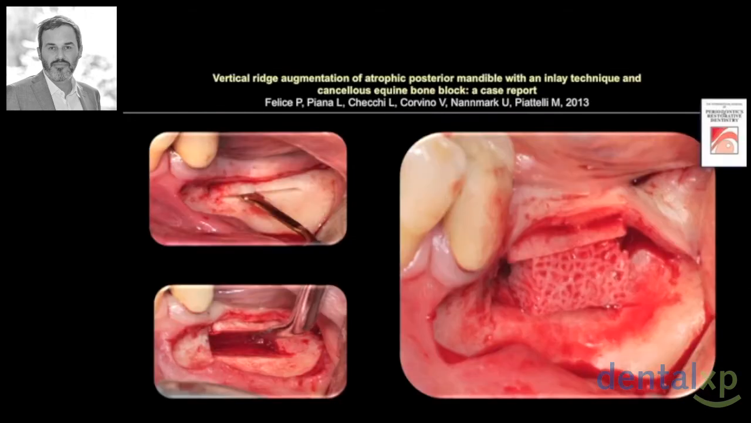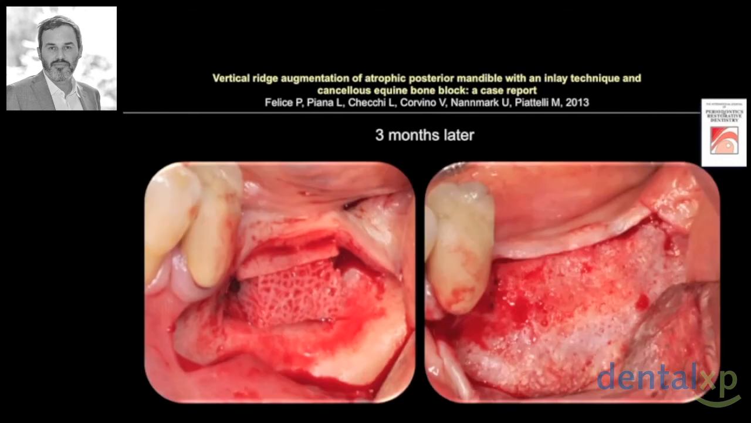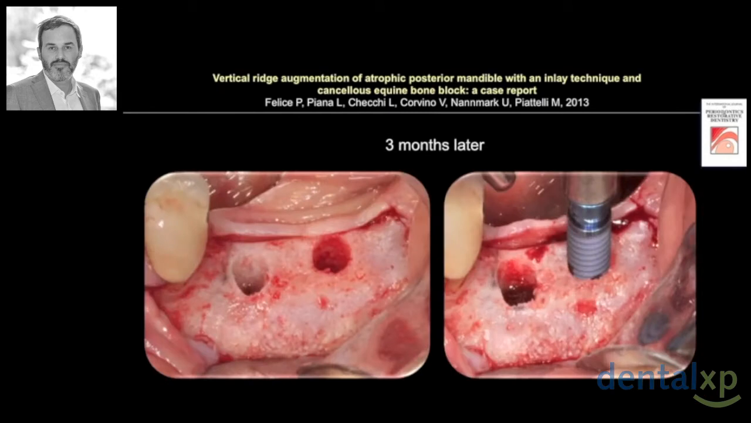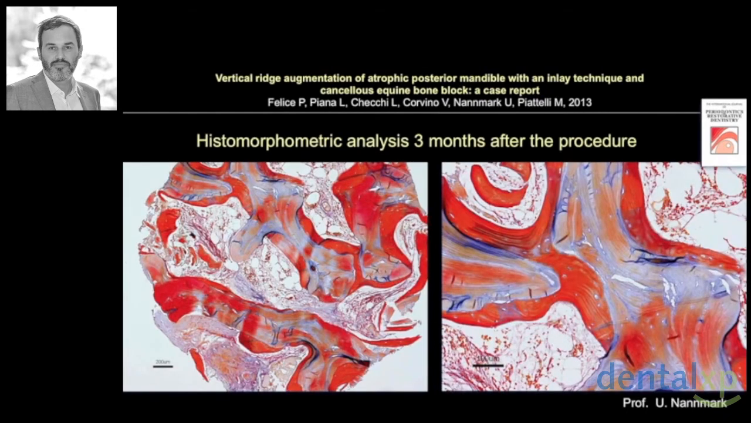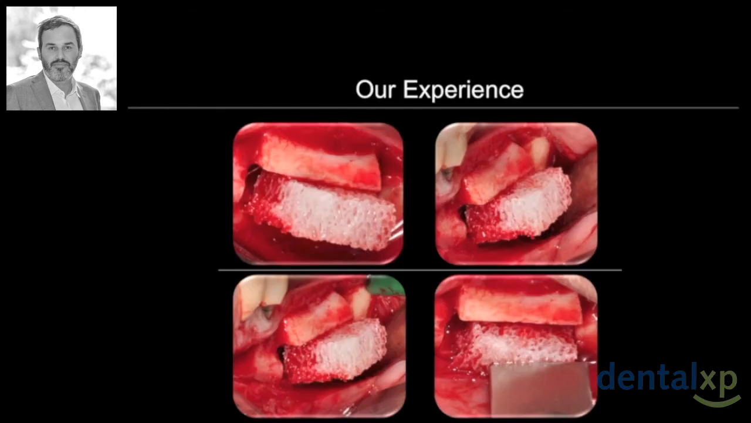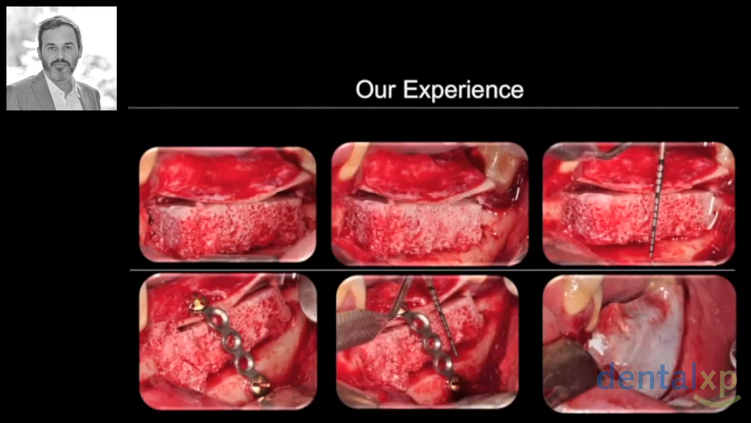This is the same case as in the video, treated with heterologous collagenate bone block, and on reopening after 3 months, and the implant placement, the rehabilitation, and look at the histological specimen. Look how easy it is to insert this rigid material.